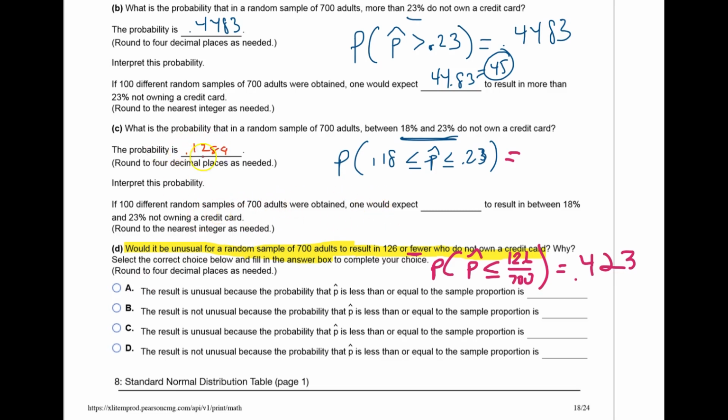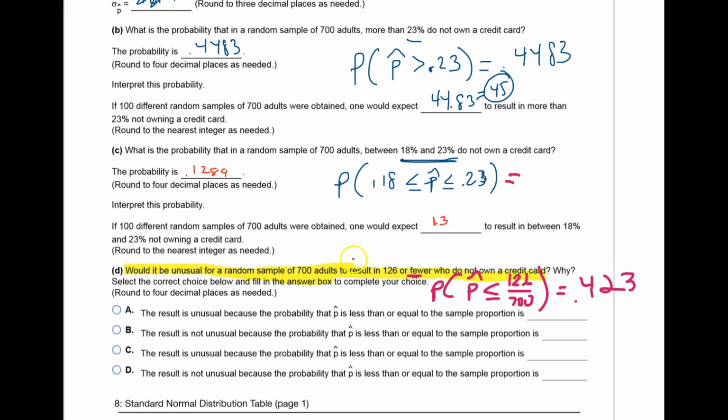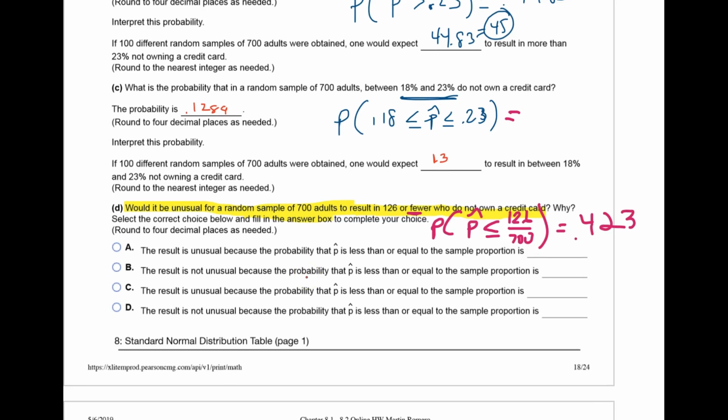Again, if you had 100, move that decimal place. I'm looking around 13, right? If you do 100 times this, you get about 13 to result in between 18% to 23%.